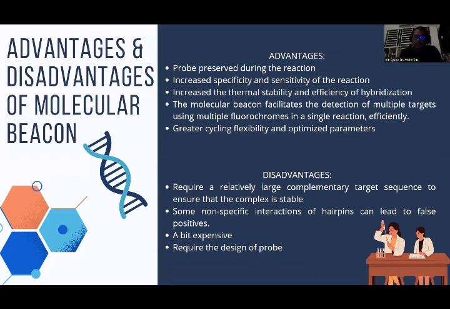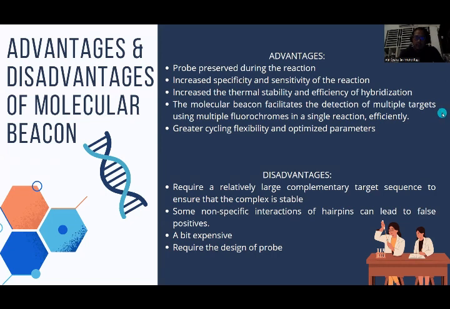For the advantages of the molecular beacon, the probes are preserved during the reaction. It increases the specificity and sensitivity of the reaction. It also increases the thermal stability and efficiency of hybridization. And also the molecular beacon facilitates the detection of multiple targets using multiple fluorochromes in a single reaction efficiently. And lastly, it has greater cycling flexibility and optimized parameters.